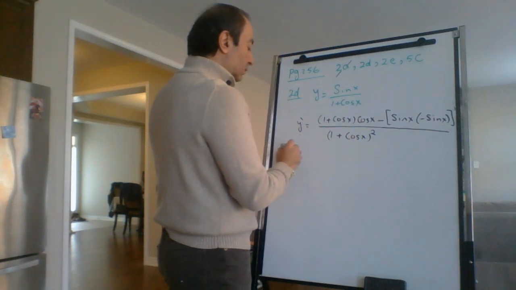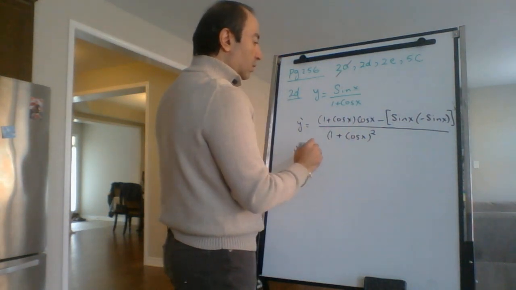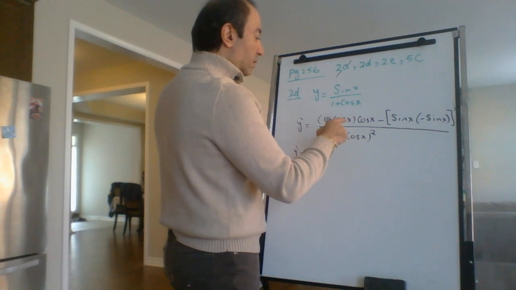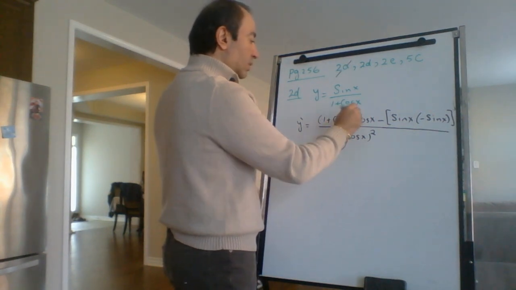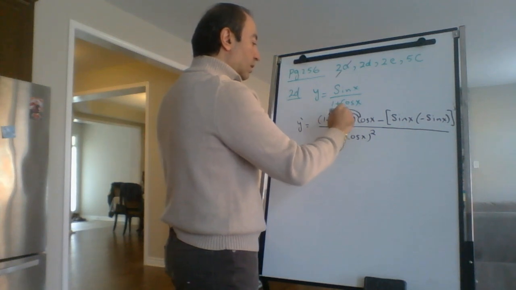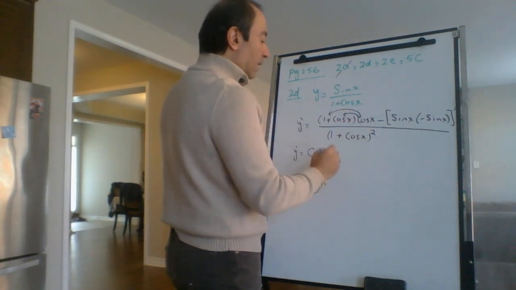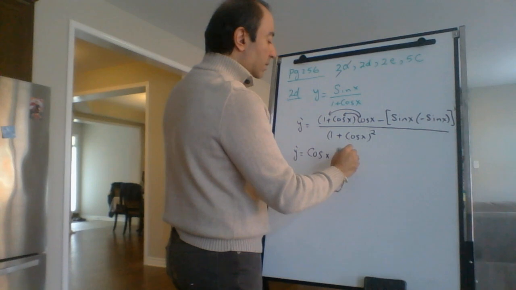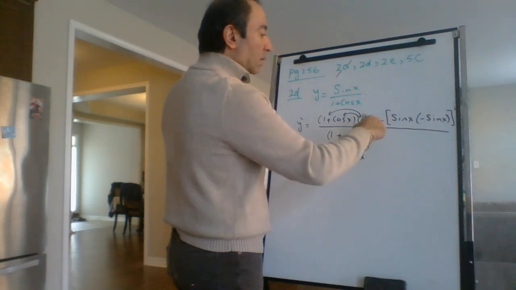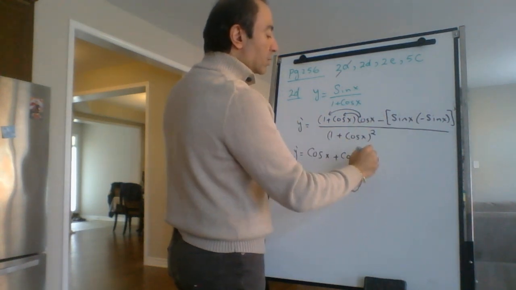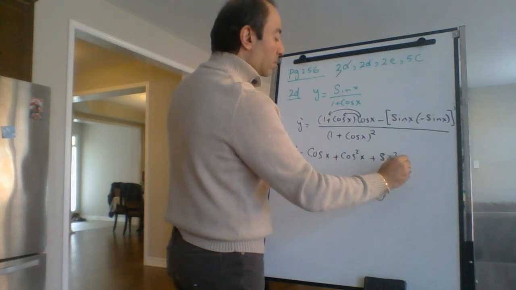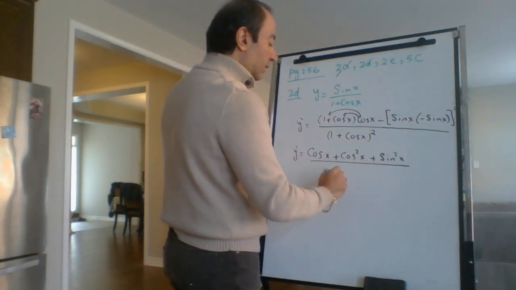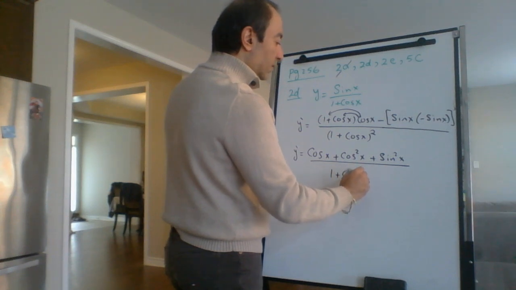Now y prime will equal, let us try to expand this. I can write this as cosine x. I will distribute cosine x over everything. Cosine x, and this is cosine squared x. This is minus and minus, so it will be plus sine squared x over 1 plus cosine x squared.